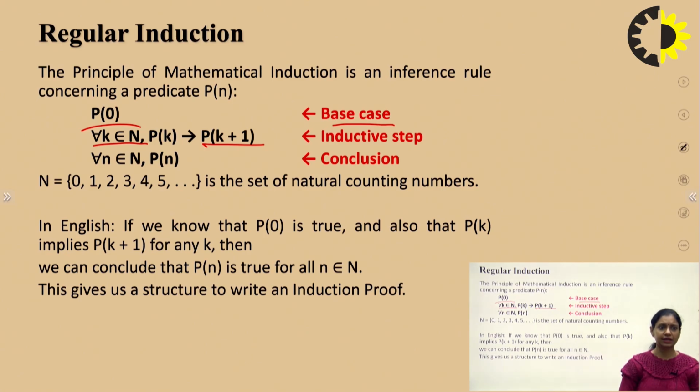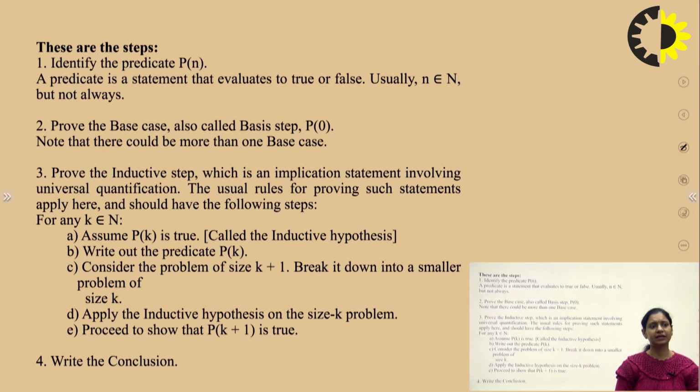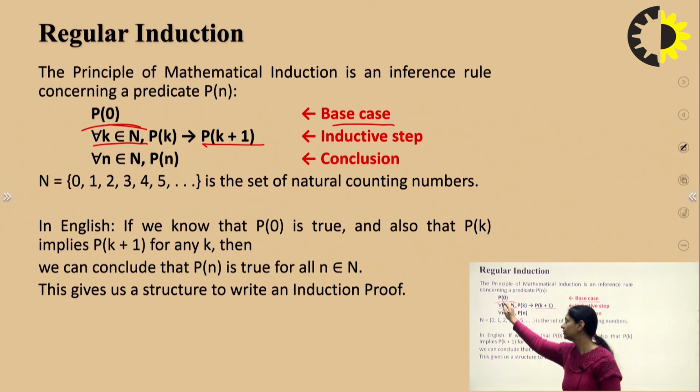In general layman language, we say that if we know that P0 is true and also that Pk implies Pk plus 1 for any k, then we can conclude that Pn is true for all n belonging to n. So this gives us a structure to write an induction proof. The first step would be, what is a predicate? A predicate is a statement that evaluates to either true or false, usually with n belonging to n, but not always. Then we'll take the base case, that we were talking about till now.